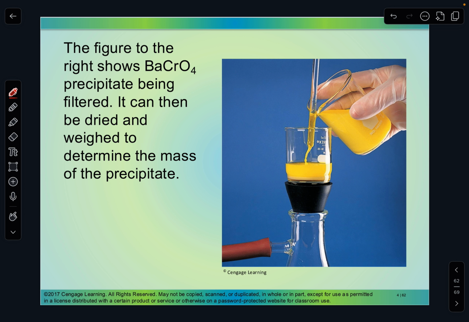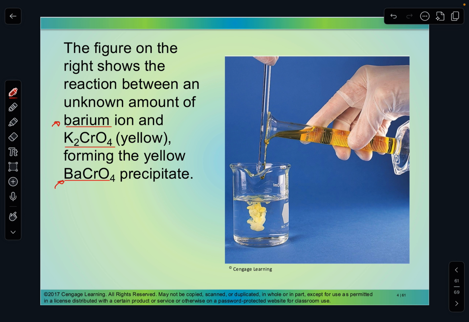And so what we would do is mix it all and then filter out everything that is going to be aqueous. Let's go ahead and write an equation for this. We have Ba2+ plus K2CrO4, this is going to be aq and aq. And we're going to make two K+ plus BaCrO4, and this is going to be aqueous, and this is going to be a solid, as we can see right here. That is a solid.